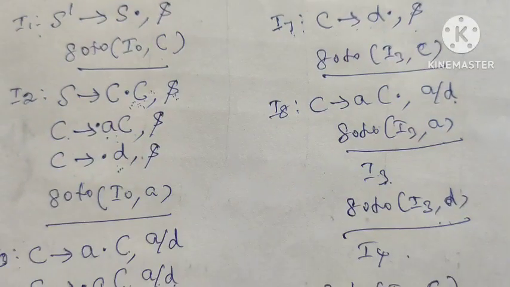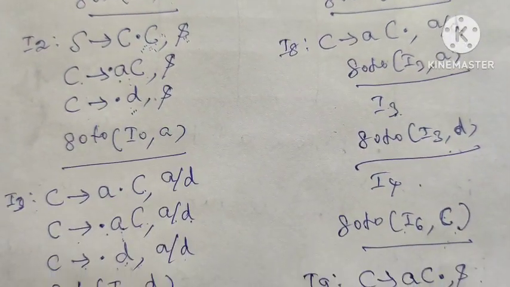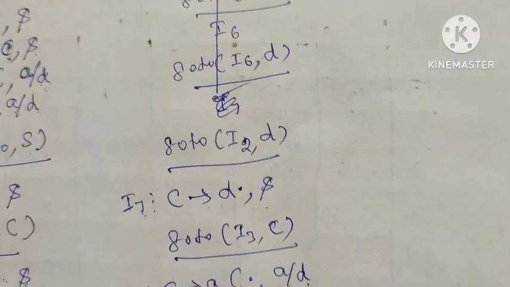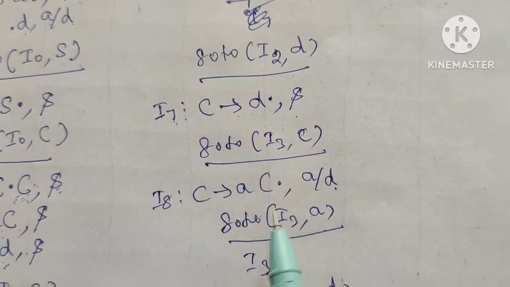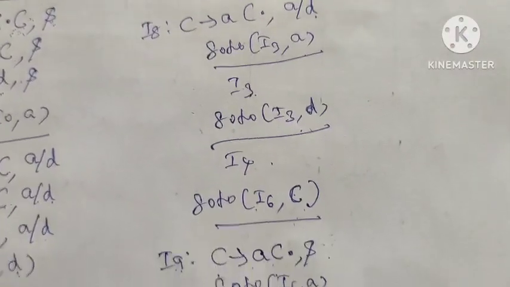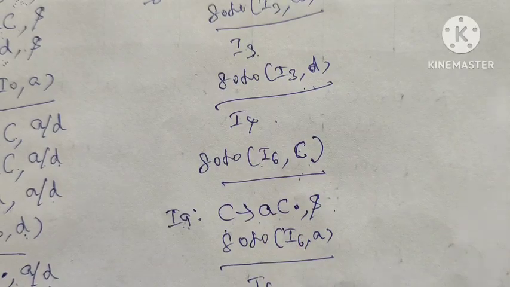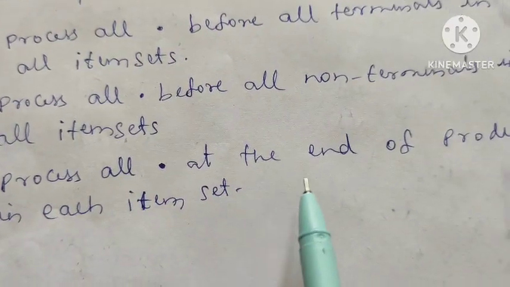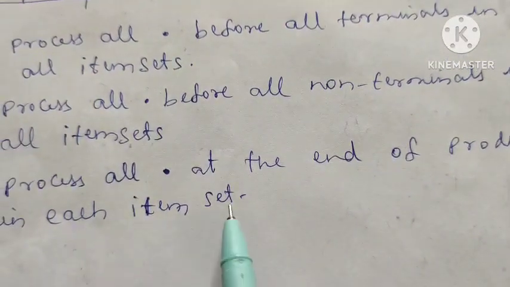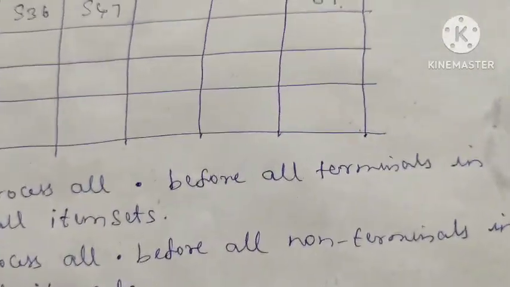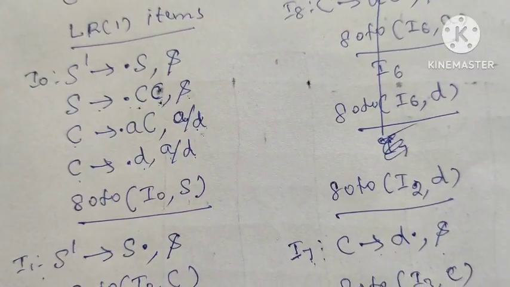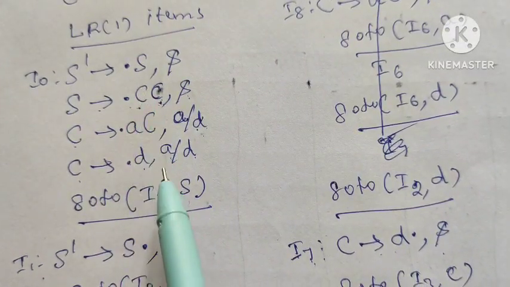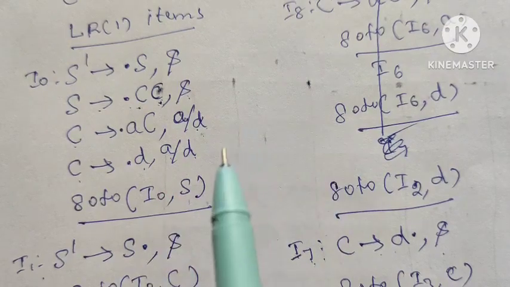Now come to I7. I7 also no need to process because the dot is at the end. And I8 and I9 also no need to process, the dot is at the end. Now see the last procedure. The last procedure is to process all dots at the end of the production in each item set. Now when you take up I0, we cannot see any production where the dot is at the end. We can skip it.